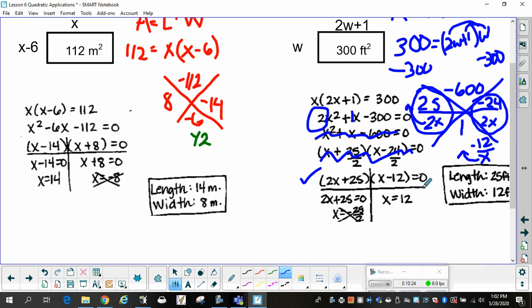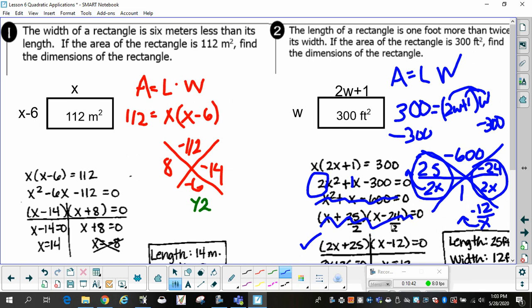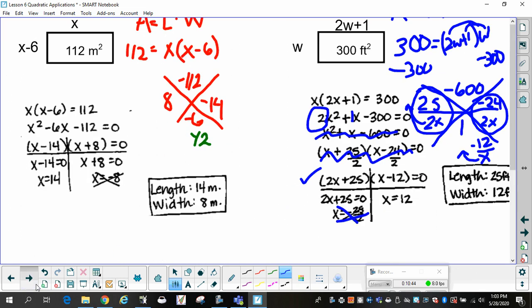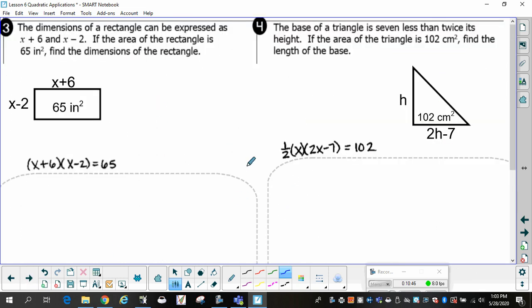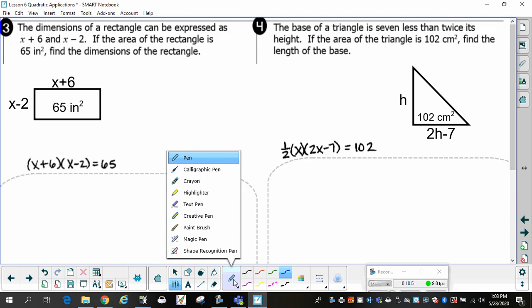I set each factor equal to 0 and solve, and again, I put a big X through the one that's negative because I can't have a negative width. And so then I get my x is 12, which is my width, and then I multiply it by 2 and add 1 to get 25, which is my length. Now, these other ones I'm just going to walk through a little bit faster because I don't think you need to go quite so slow on all of these. It's the same basic idea, just make sure that you're drawing your picture.